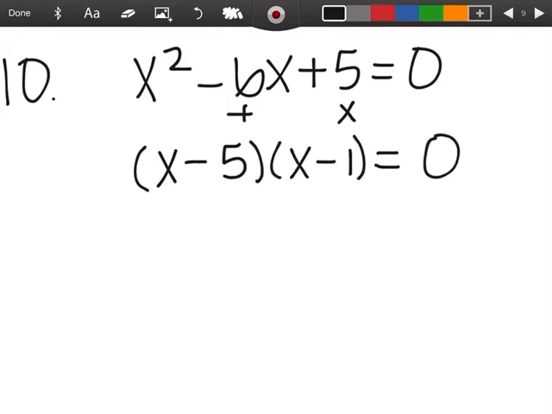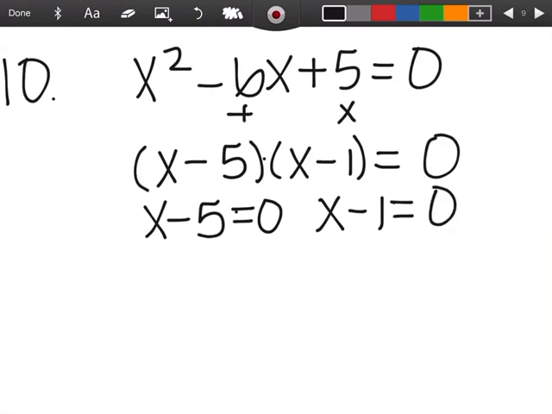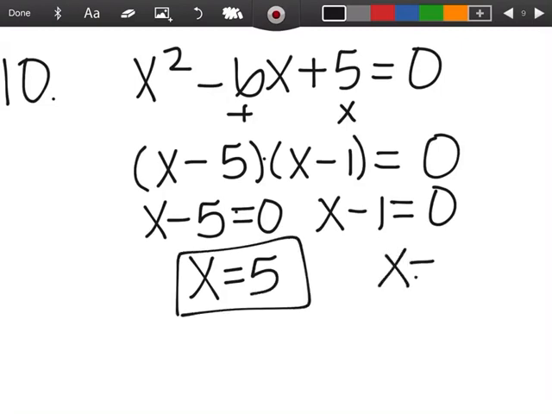And the zero product property that you used in chapter 7 says that if these two quantities are getting multiplied to equal 0, then one of them has to equal 0. Either x minus 5 equals 0 or x minus 1 equals 0. And so I could add 5 to both sides, x is 5, or I could add 1 to both sides, x is 1. And so the two answers to this equation are 5 and 1. If I were to graph this quadratic, this parabola, it would cross the x-axis at 1 and 5.